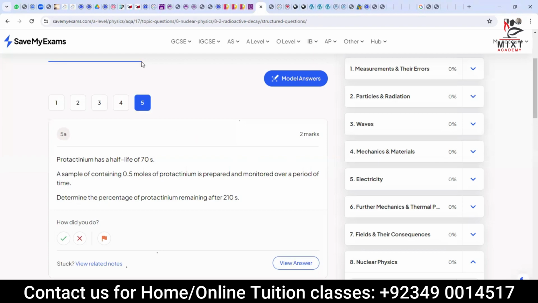What is the value you just found out, by the way? 0.063. 0.063, right? Divided by 0.5 and then multiplied by 100. So what is the value? It's 12.6. So that is what the percentage is.